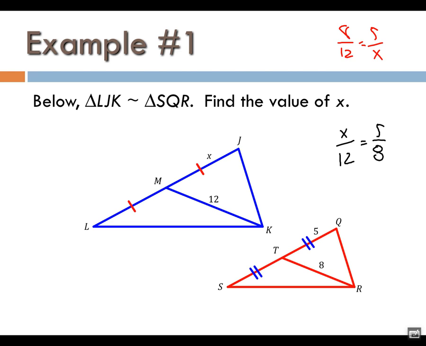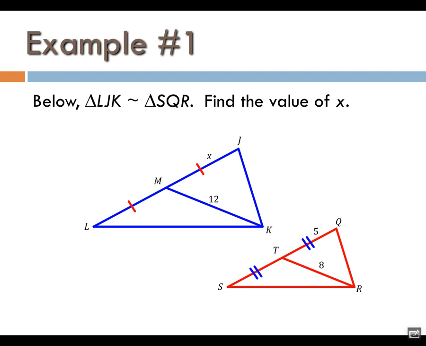For 8 to go to 12, you do divided by 2 times 3. So that's what I did to 5. Does that work? It won't work on the quiz tomorrow. You'll lose points on that because I want to see a proportion.